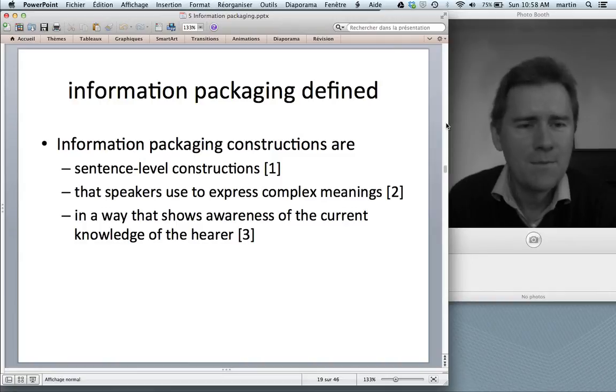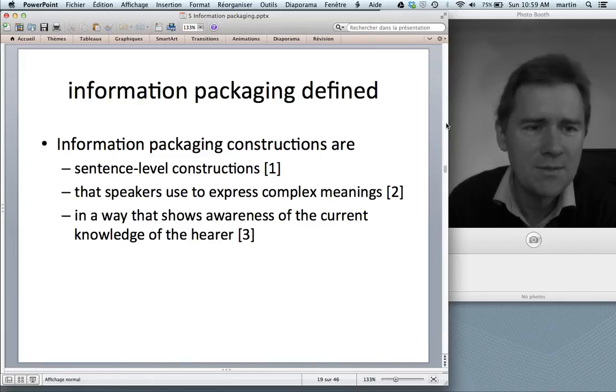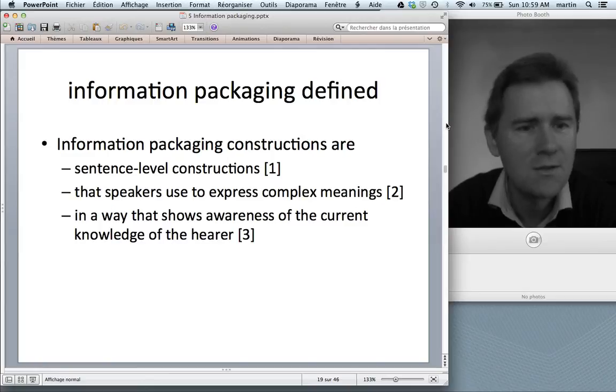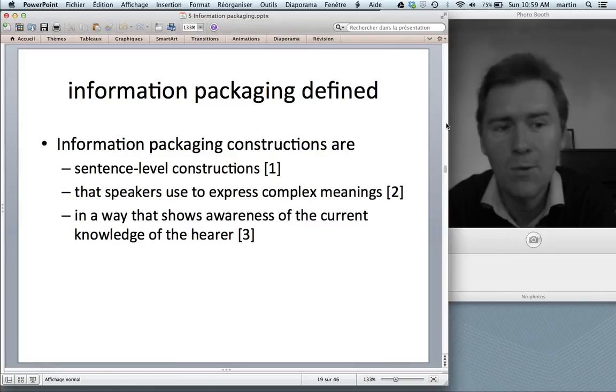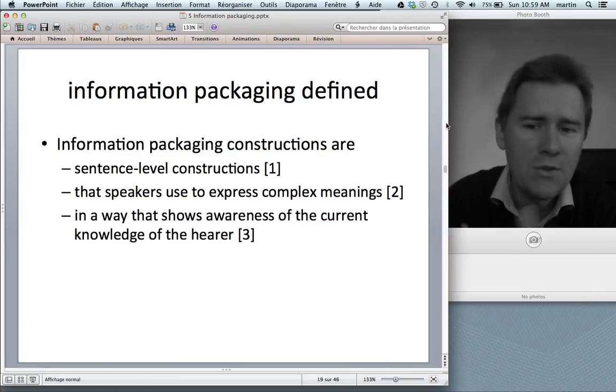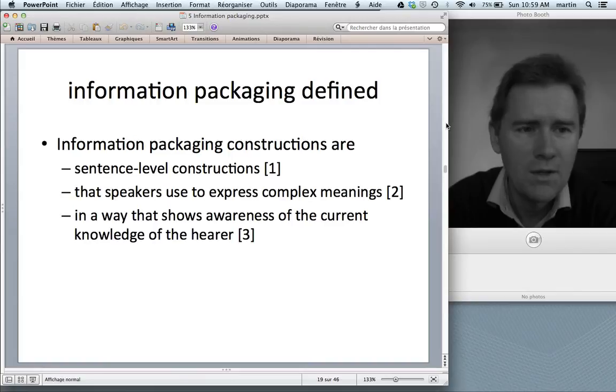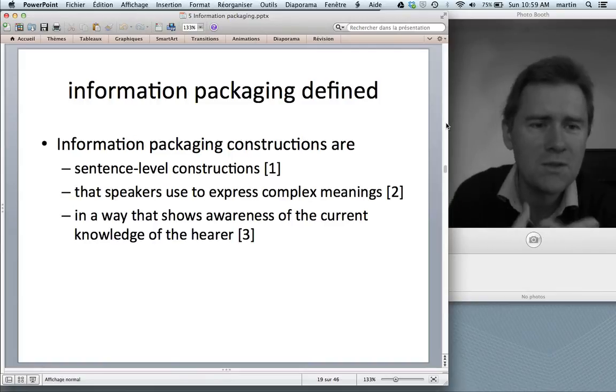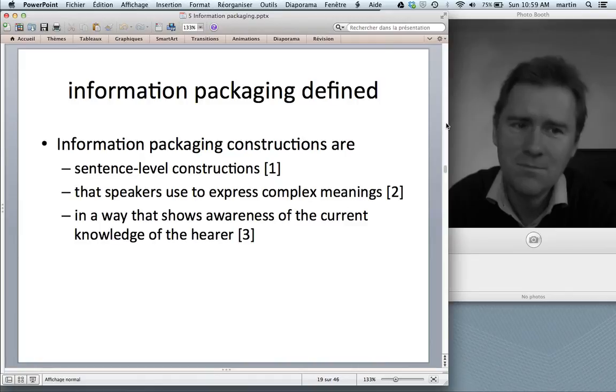Right, so coming back to Knut Lambrecht's definition, let me rephrase the definition by saying that information packaging constructions are sentence-level constructions, like WH-clefts, like it-clefts, that speakers use to express complex meanings, propositions, in different ways, focusing on one element or another, in a way that shows awareness of the current knowledge of the hearer, that is, in a way that shows alignment between what I know, what you know, and what I'm telling you now, so that we know it together.